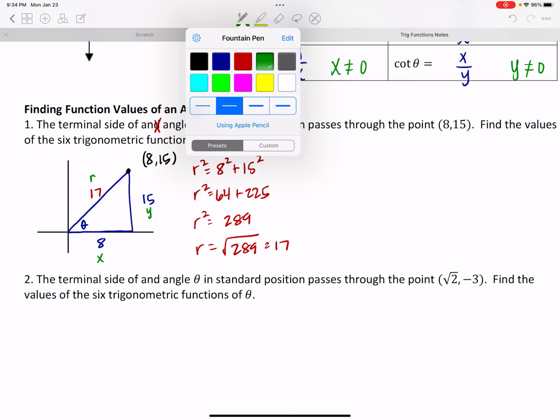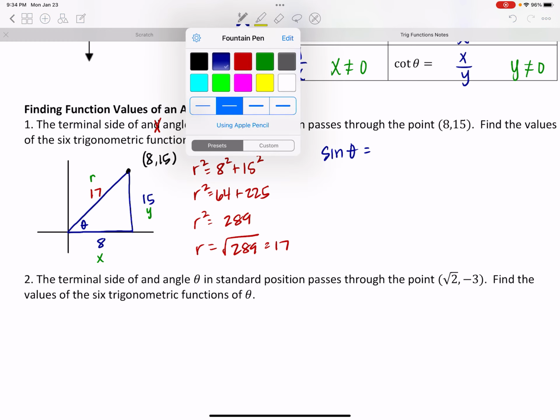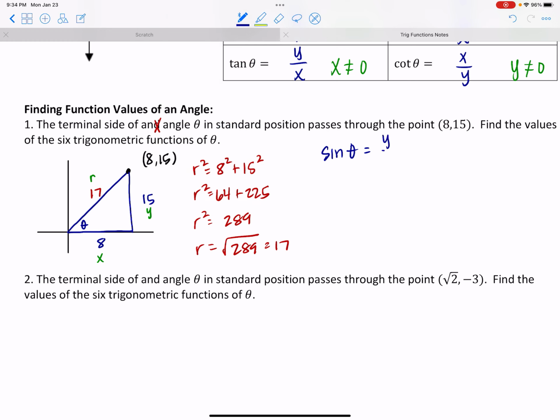So now let's say the sine for theta. On the unit circle we said sine was strictly going to be the y value because when we divide by a radius of 1 it wouldn't change. Well, now the radius is going to impact this, so we're going to have our y value divided by our radius. So in this case, the y value of 15 divided by the radius of 17. Or if I wanted the cosine for theta, cosine is not just the x, it's the x divided by the radius.